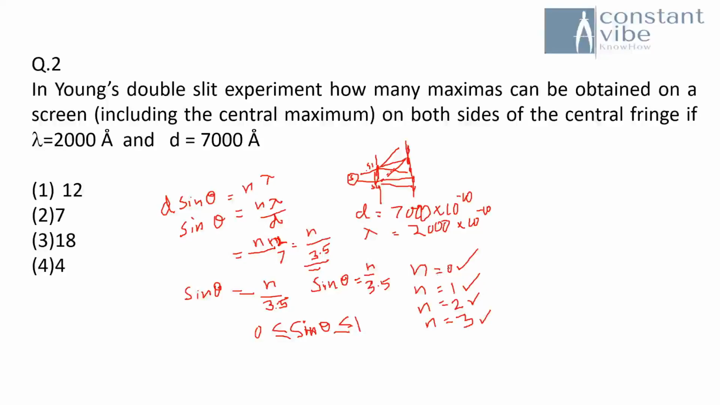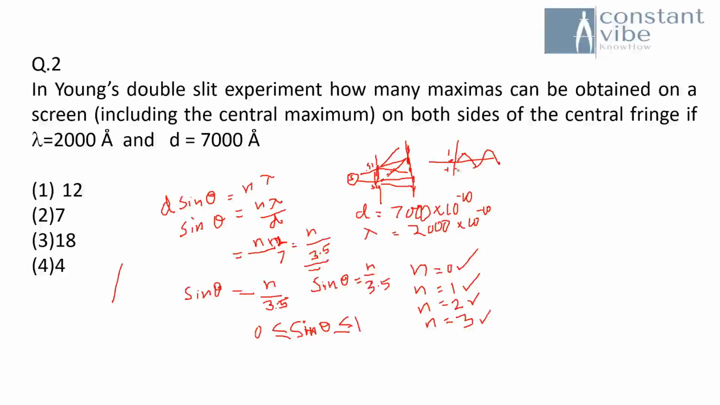Similarly, in the minus values, as you know, the sine values, I'll draw here, the sine value appears like this. So sine 90, sine 0, and here minus 1. So from minus 1 to 1, here it is 0.